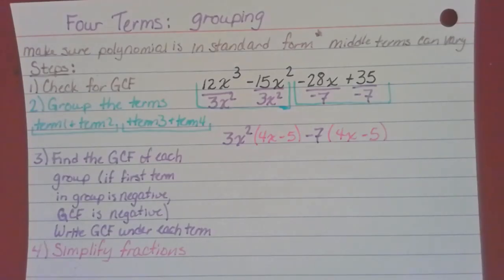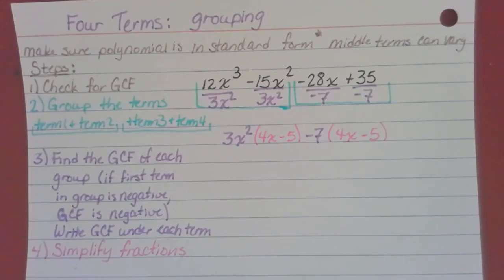So when we simplify each fraction, we're going to have our GCF outside of the parentheses, which is the 3x squared, and then 12x cubed divided by 3x squared is going to be 4x. And then a negative divided by a positive, so negative 15x squared divided by 3x squared is going to be a negative, and 3 goes into 15 5 times, and those x's are going to cancel out. For the second one, our GCF was negative 7, and a negative 28x divided by a negative 7 is just going to be 4x. And then a positive 35 divided by a negative 7 is going to become a negative 5.